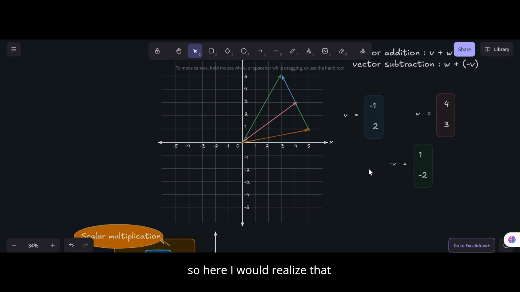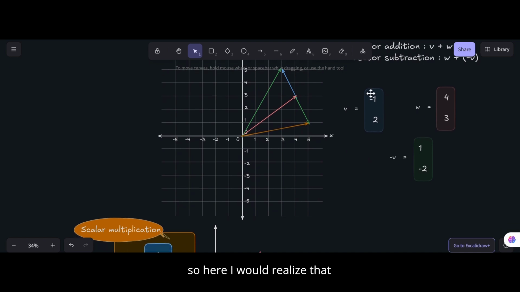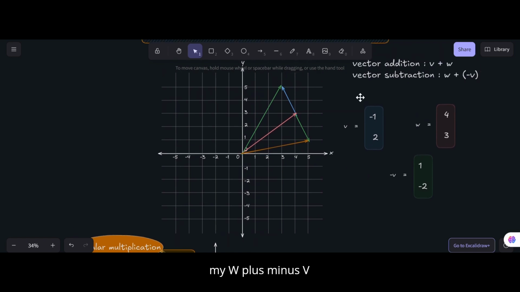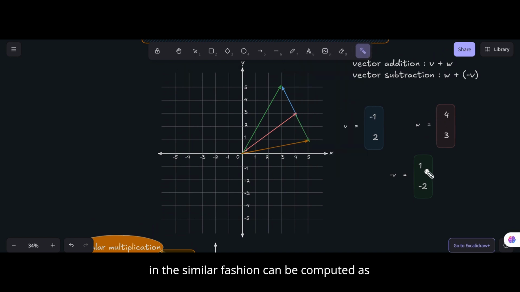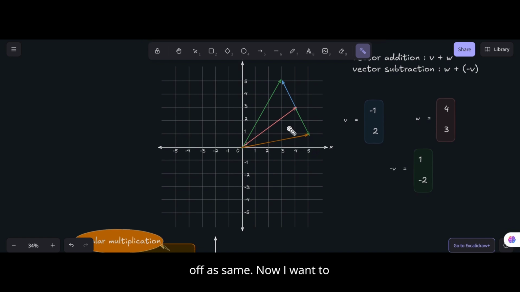Okay, so here I would realize that my w plus minus v can be computed in a similar fashion as 5 and 1, and the magnitudes of the x and y components of the resultant come out the same. Now I want to head over to Marimo to fully grasp what it means to add two vectors.